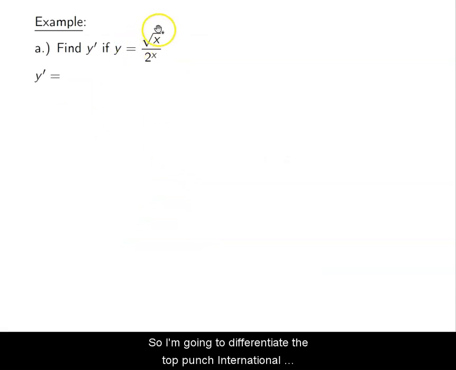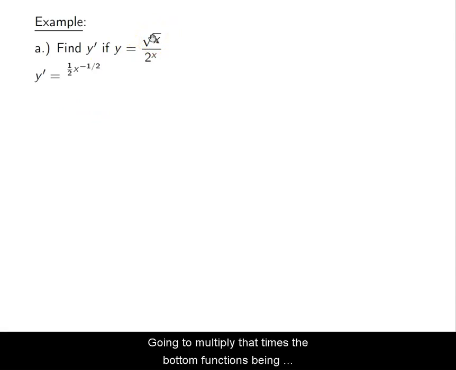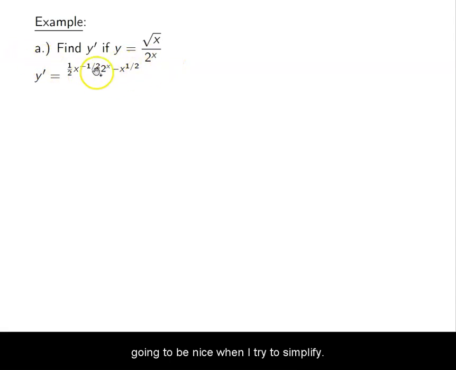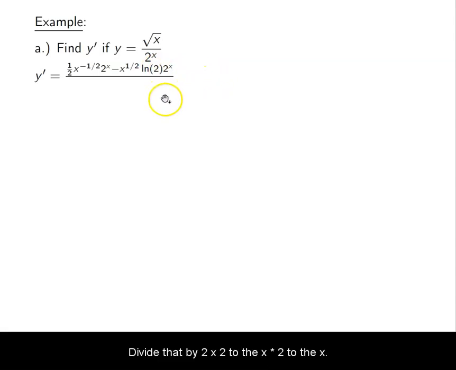So we're going to differentiate the top function, so that's going to turn into 1/2 x to the negative 1/2. We're going to multiply that times the bottom function being left alone, so times 2 to the x. We're going to subtract from that our first function being left alone, so minus square root of x, or x to the 1/2, which is going to be nice when I try to simplify stuff. And we're going to differentiate 2 to the x, so that's going to be natural log of 2 times 2 to the x. We're going to divide that by 2 to the x times 2 to the x, or 2 to the x squared.